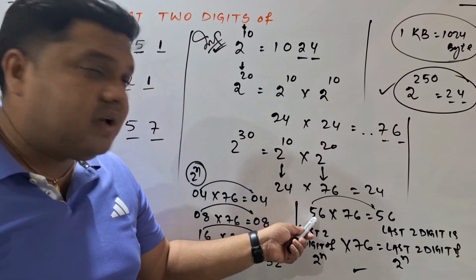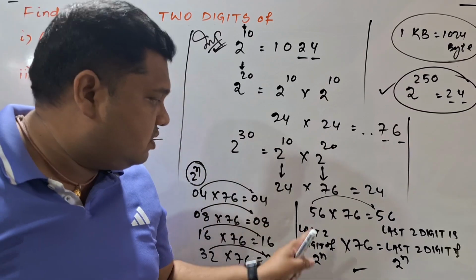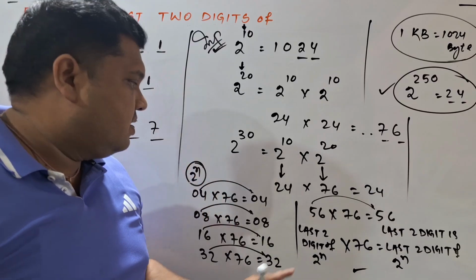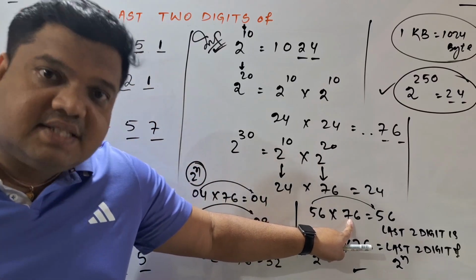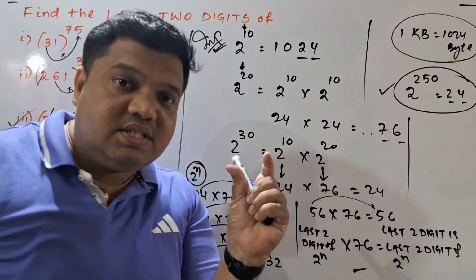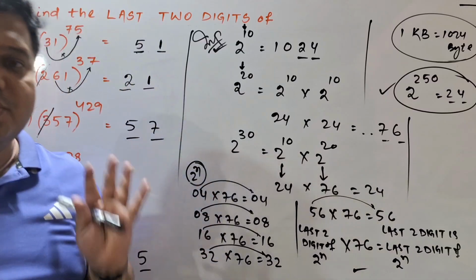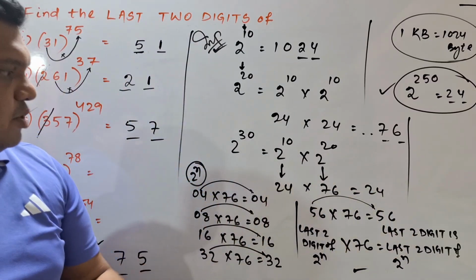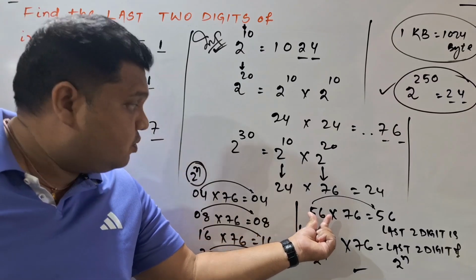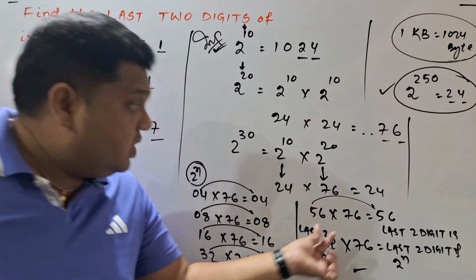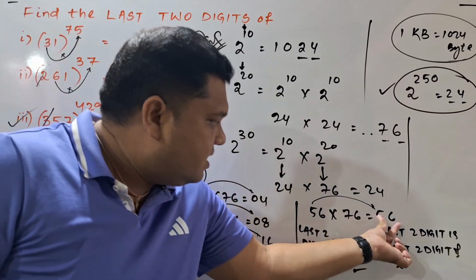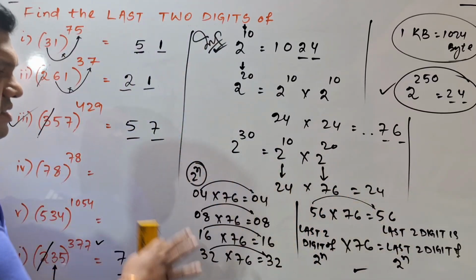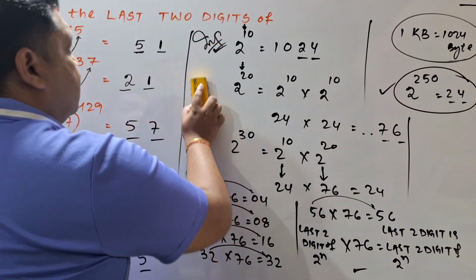The last 2 digits of 2 to the power n, where n is any natural number. If it is multiplied with 76, then the last 2 digits obtained are what? Take the last 2 digits of 2 to the power n, whatever value is written there, and focus only on the last 2 digits with 76. Then my last 2 digits of the answer are 56. So this is the conclusion you have to remember.